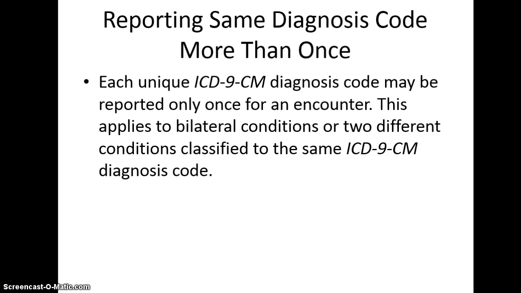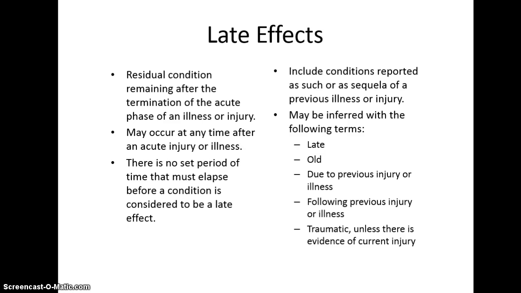Each diagnosis code in ICD-9 is only reported once per encounter, and this applies to bilateral conditions or to two different conditions that are classified to the same diagnosis code. And that's one of the struggles with the ICD-9 system, is there is no easy way to identify that a condition has occurred more than once or at two different levels or two different sites. So you need to be really, really careful. Do make sure that if you have a bilateral condition, when you're going through the main terms, look for a subterm bilateral, because in some instances that is present.